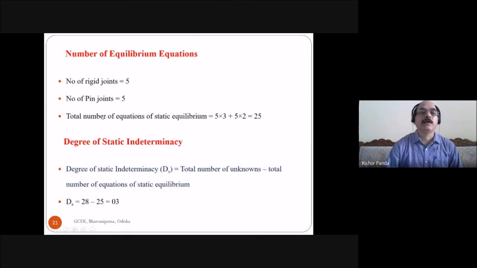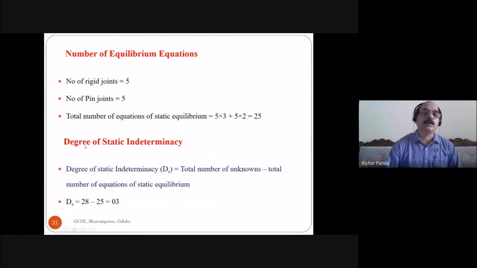Then you can find out the total number of equations of static equilibrium. At each rigid joint you have to consider 3 static equilibrium equations, and at each pin joint you have to take 2 static equilibrium equations. So 5 into 3 plus 5 into 2, this is equal to 25.